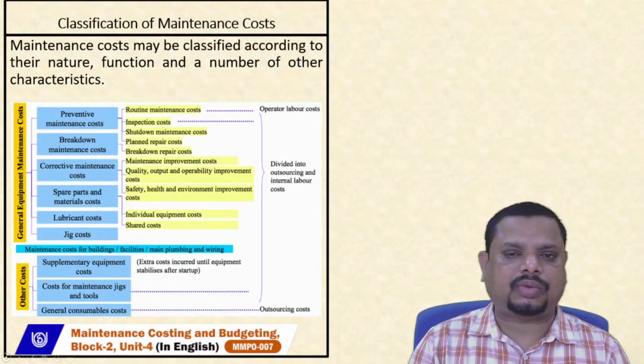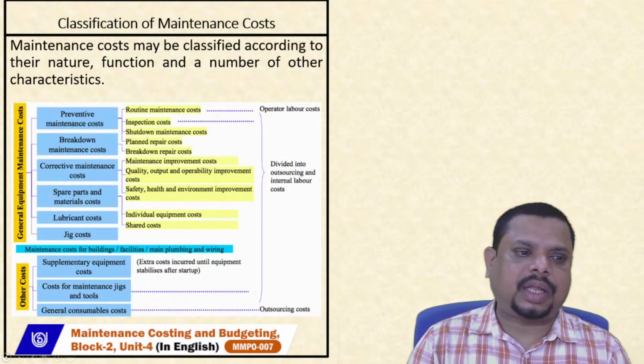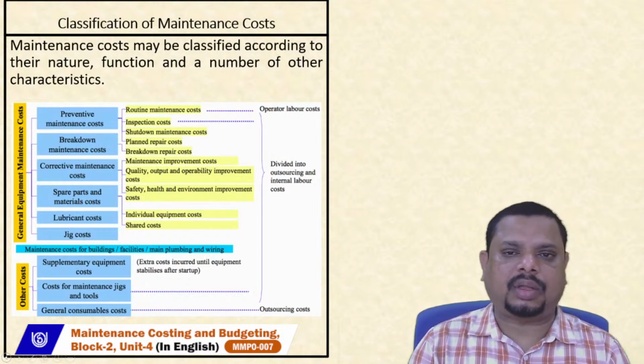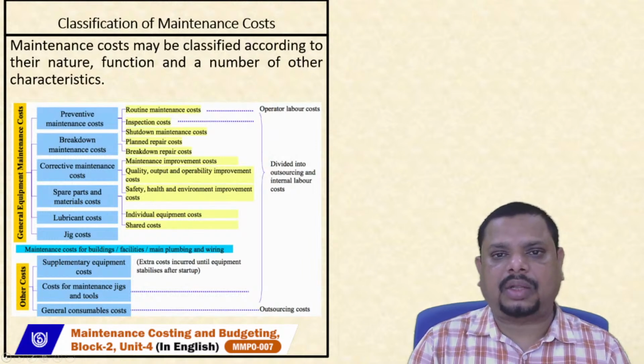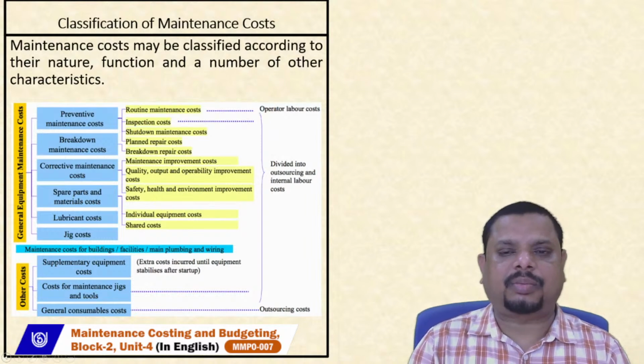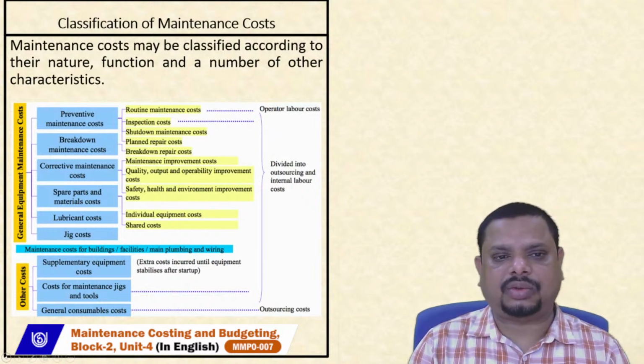I will repeat. The first one is known as general equipment maintenance cost. The next one is other cost. Under general equipment maintenance cost, we have preventive maintenance, breakdown maintenance cost, corrective maintenance cost, cost of spare parts and material, then cost of lubricant, and the cost of what is known as jig and fixture. Similarly, under other costs, there is supplementary equipment cost, then cost for the maintenance of jigs and tools, basically for those companies who outsourced the jigs and fixtures, and the last one is cost of consumable goods, basically outsourced.